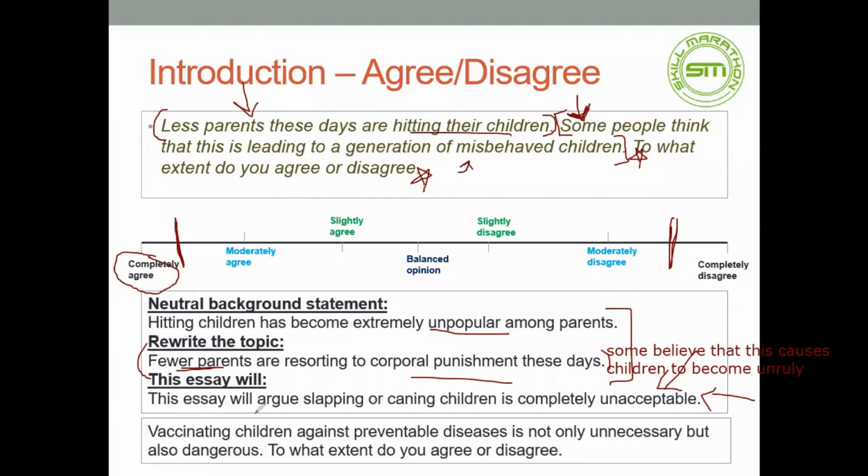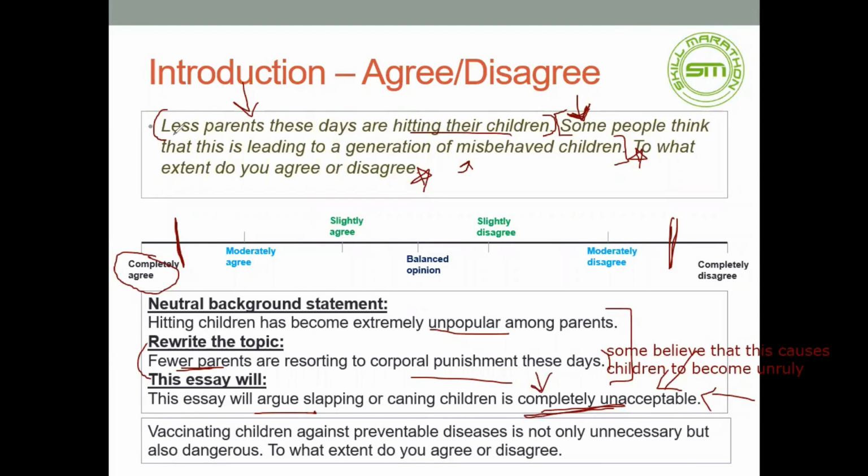Now, what have I said? This essay will argue slapping or caning children is completely unacceptable. So I completely don't agree that parents should hit their children. But your view can be written, and your view has to be written here in one line. Are you getting my point here?